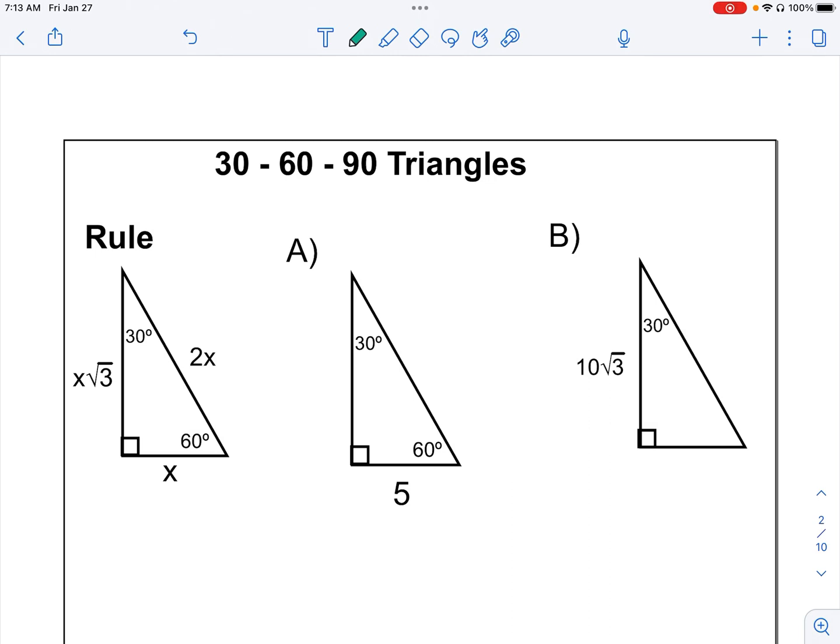So just to review the 30, 60, 90 rule, the shortest side across from 30 is kind of your base side. Then your hypotenuse is going to be 2 times the base side. And then the side across from 60 is the base side times the square root of 3.